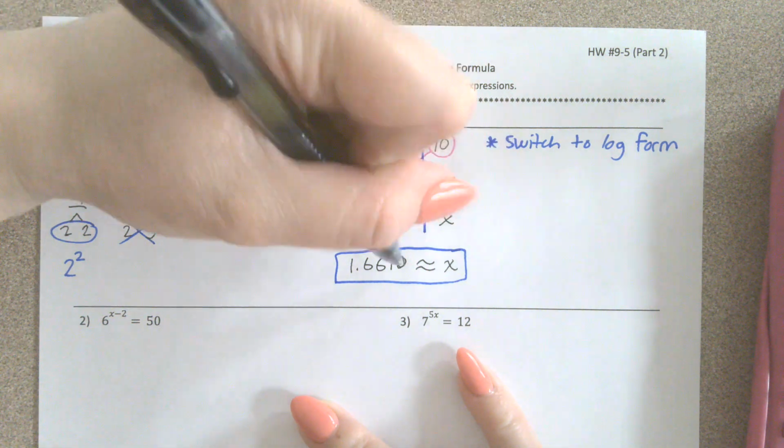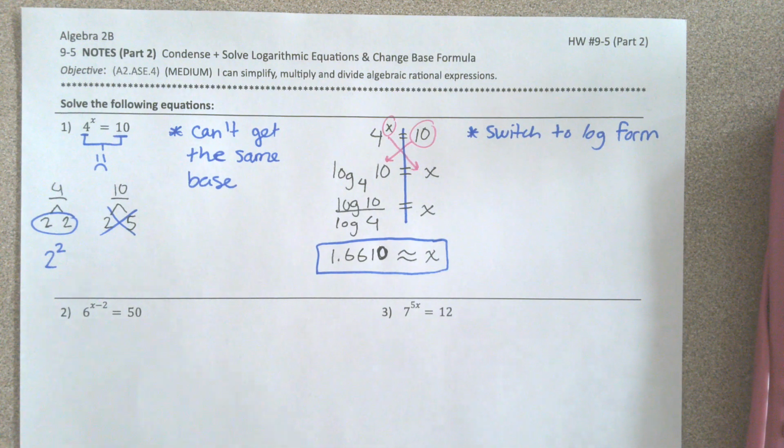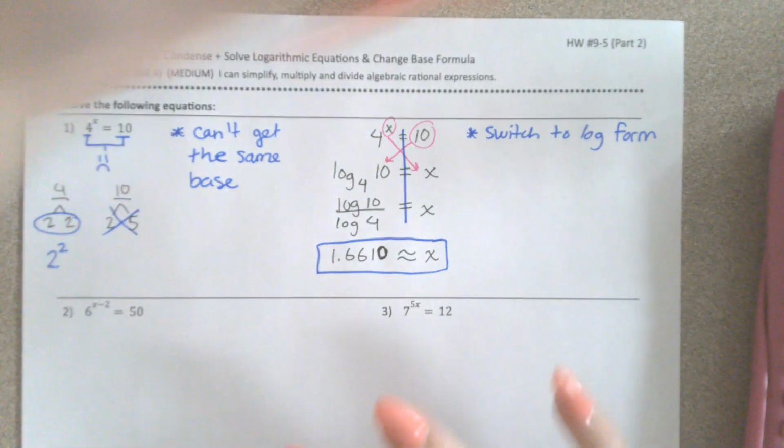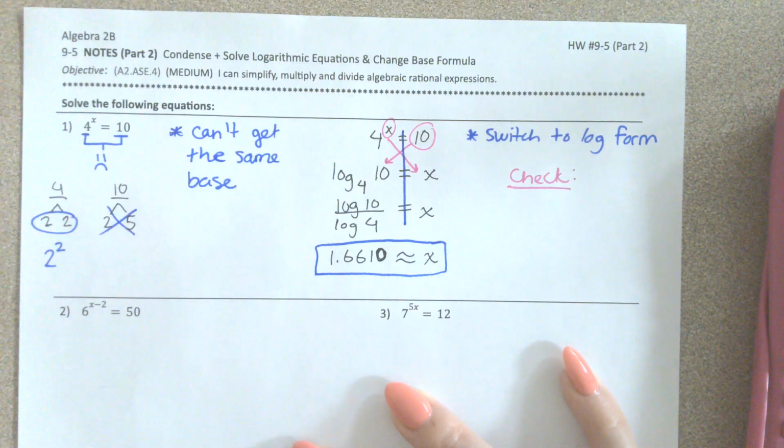Now because these start off as exponential, you don't have to check them. I will check this first problem just to show you, for those of you who like to plug your answer back in to make sure it's right. It's not going to be perfect because it is a rounded decimal, but you're going to get very close to your answer. So let me show you one check. You will not get no solution on problems like these, though.